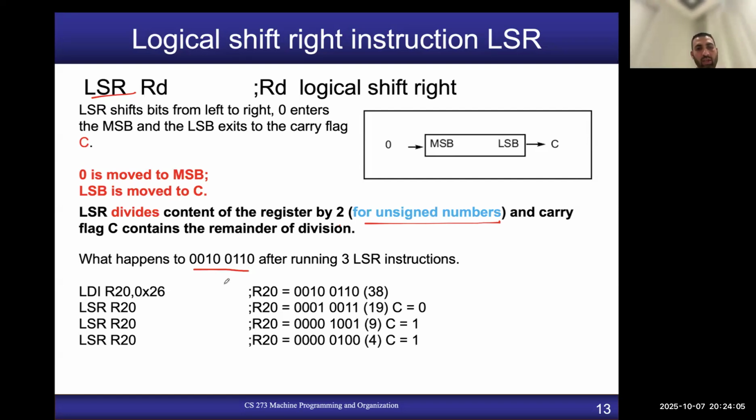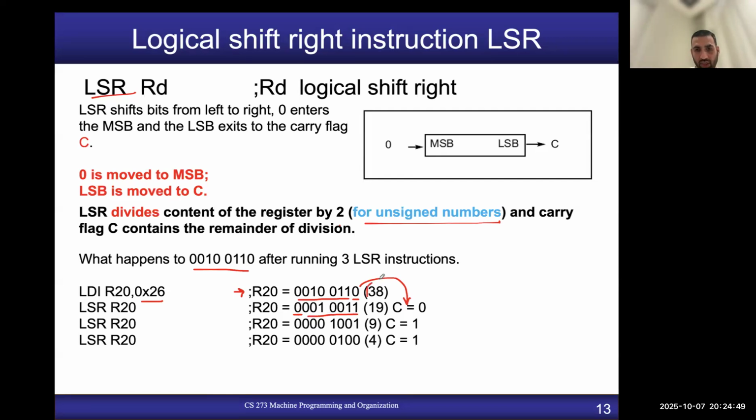So let's say we have the same number, and this time we want to divide it by 2, but we can do that by using the LSR instruction, logical shift right instruction, right? So first we are loading the value 0x26 into R20, and so we have this bit pattern now in R20. Now when you say logical shift right, your least significant bit will go into the carry, right? And 0 is fed into your most significant bit here, and all other bits, these 7 bits, are moved once to the right position, right? So you get this value.